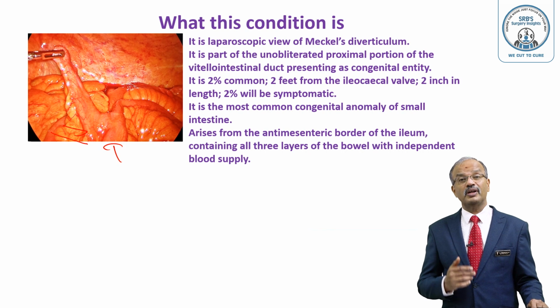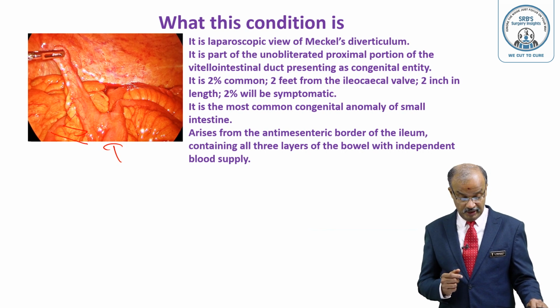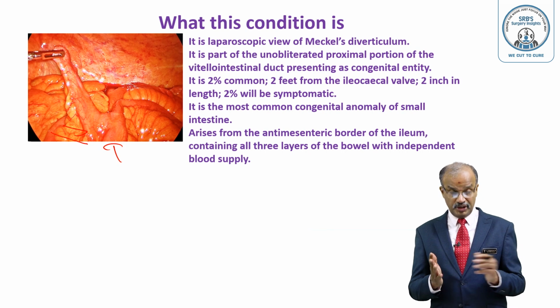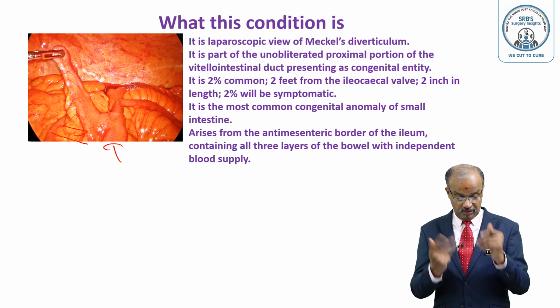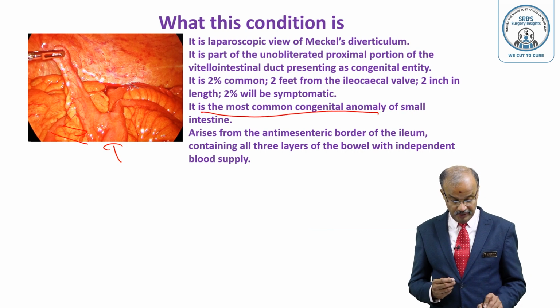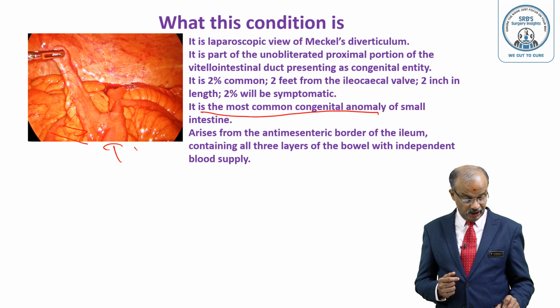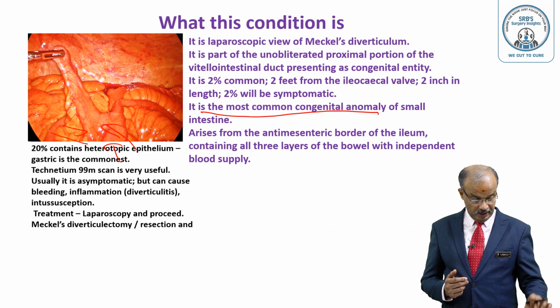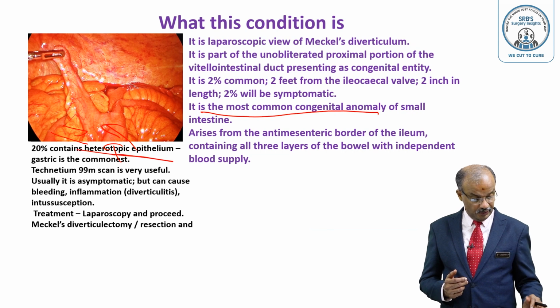It often mimics appendicitis, that is the important thing. And remember, 2% common, 2 feet from the ileocecal valve, 2-inch length, 2% will be asymptomatic. This is easy to remember. It is the most common congenital anomaly of the small intestine. Remember, it arises from the antimesenteric border. Look at that antimesenteric border here with independent blood supply, and 20% contain heterotopic epithelium.